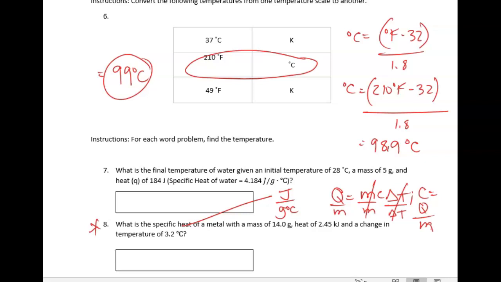And so let's go ahead and do it. So it's joules is 2.45, but that's kilojoules. There's 1,000 joules in a kilojoule. So that is 2,450 joules. Convince yourself that's true. Gram was 14 grams. Wasn't it? Yes, 14.0 grams. Change in temperature was 3.2 degrees Celsius.